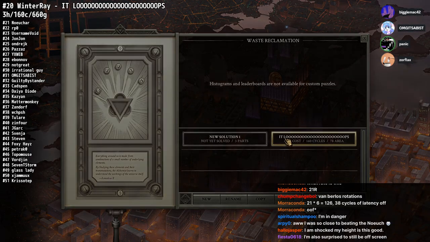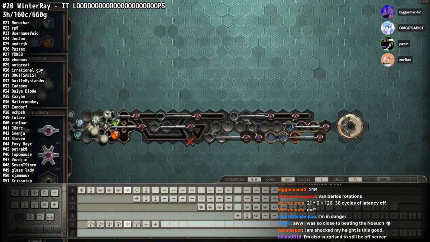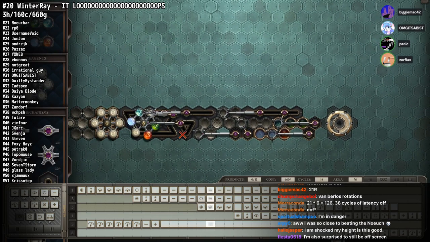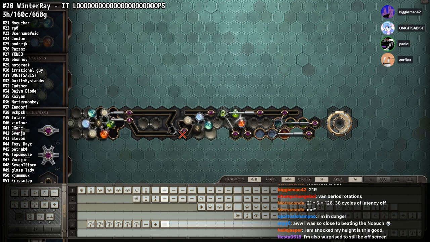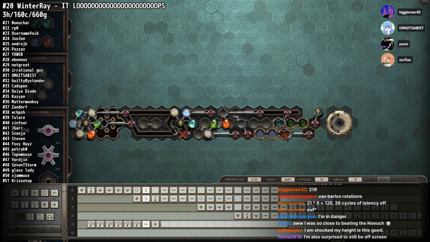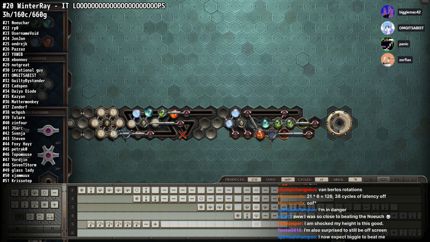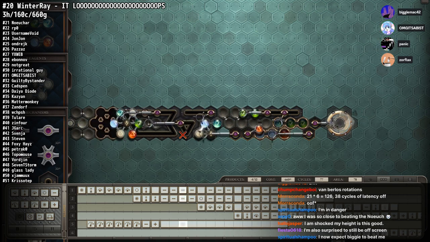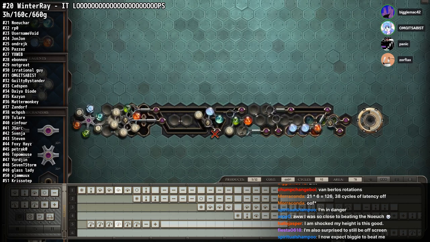That is true. Alright, another one-cycle drop, Winter Ray. Optimized arm duty, tape length 28 to 22, saved exactly 20% cycle. This is interesting. Intermediates, yeah, I don't think we've seen these shapes in any other solve. Probably one of those starting solves.